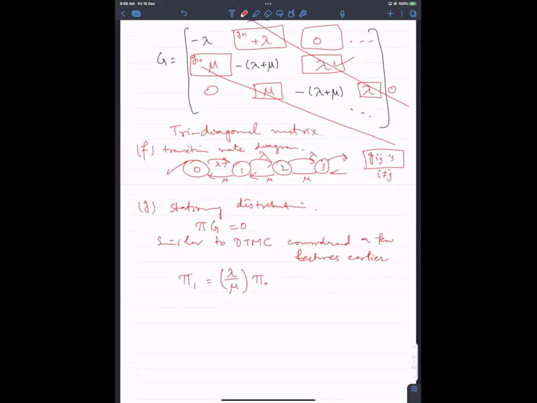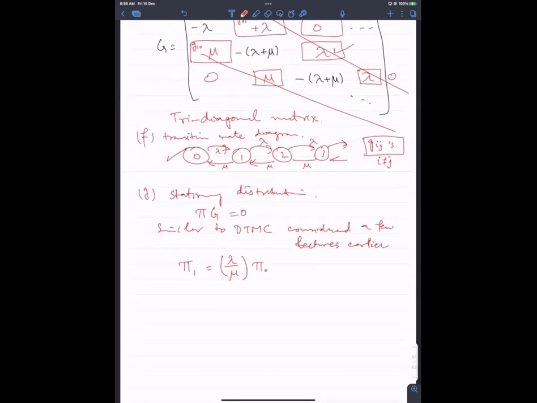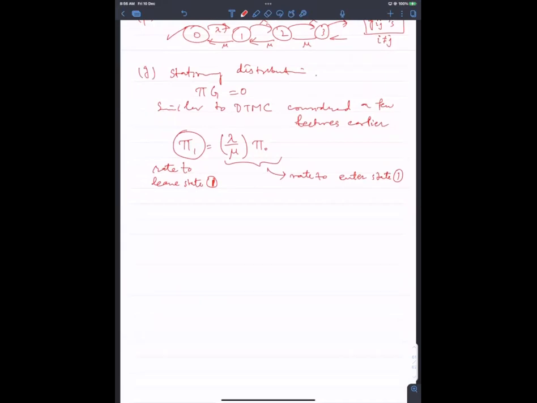So lambda times pi zero is equal to mu times pi one. So this is the rate to leave state one, and this is the rate to enter state one. Similarly, you can find, ये हमने DTMC के केस में किया हुआ. This would be equal to lambda over mu times pi one, which is equal to lambda over mu square times pi zero. इसी तरह pi n would be equal to lambda over mu power n pi zero.